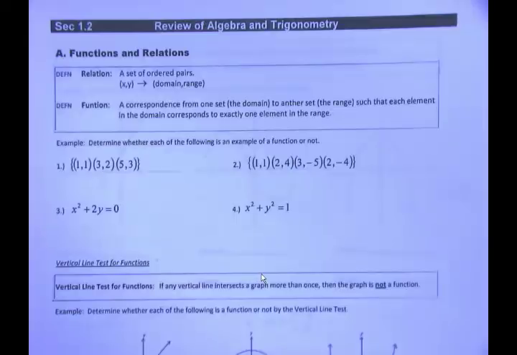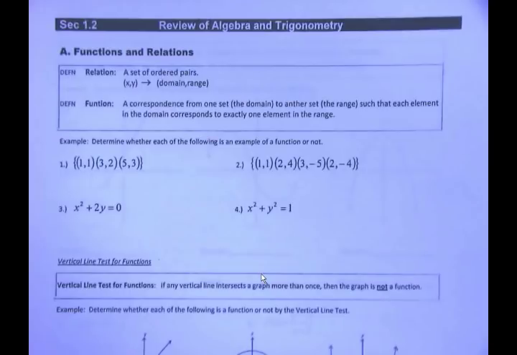Here we go. First one right here. Functions and relations. Definition. Relation: a set of ordered pairs where you have x, y. X is called the domain, y is called the range.